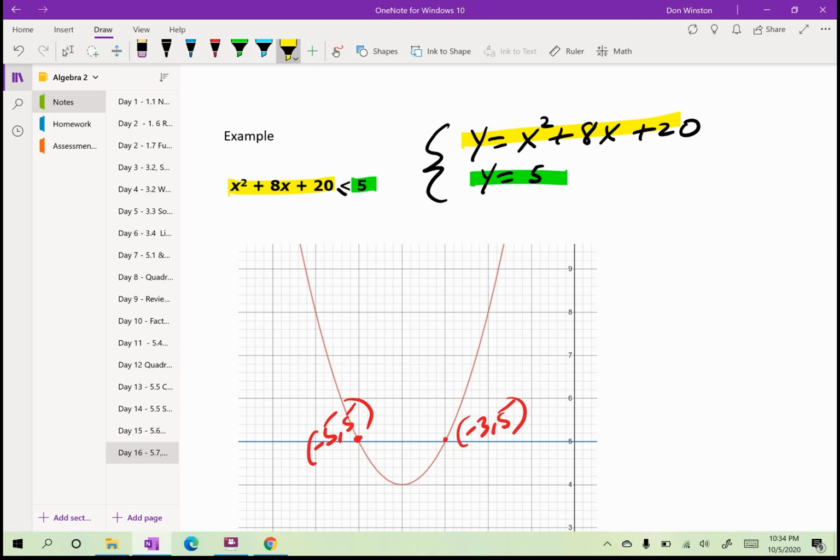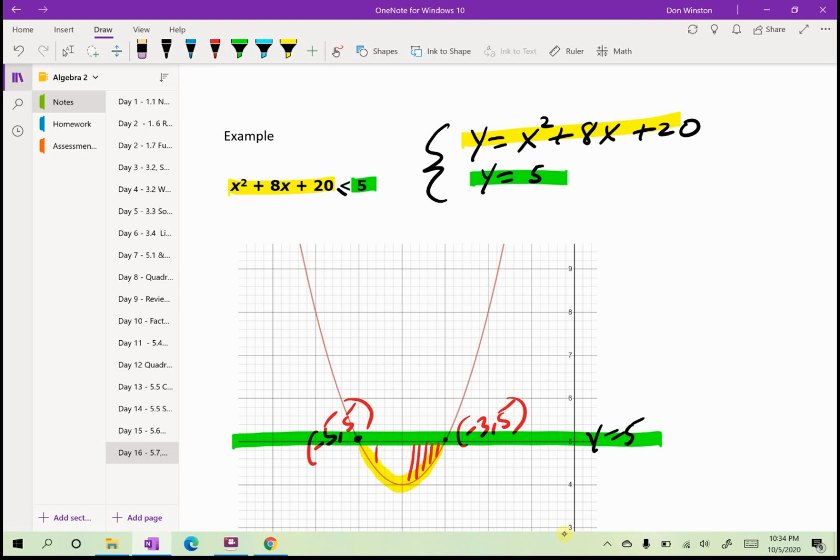So again, I'm asking, when are the y values for that quadratic, that yellow line, less than or equal to the y values of y equals 5? That's y is equal to 5. Well, you can see that the parabola I highlighted in yellow has y values always less than or equal between the x values -5 and -3.